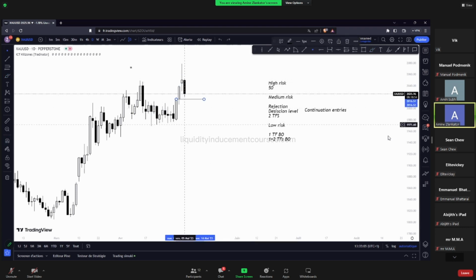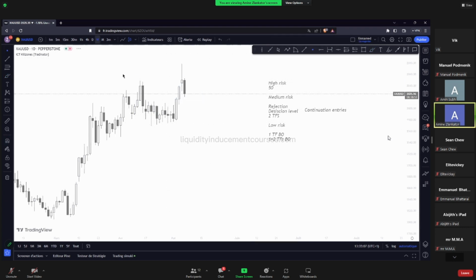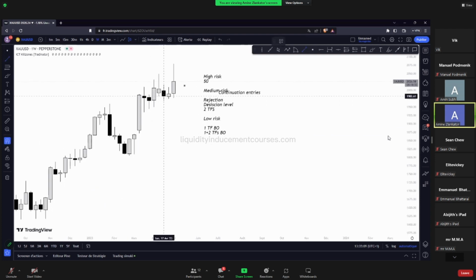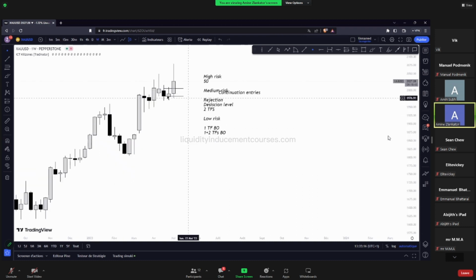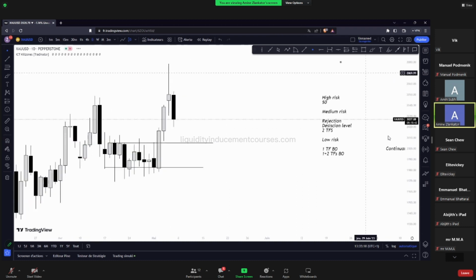But the proper way to use it is simply, look, if let's say the weekly, weekly reject weekly, okay, we reject weekly plus daily breakout, and then after 8 hours we're going to confirm the rejection. Then we're going to be bullish on the weekly.